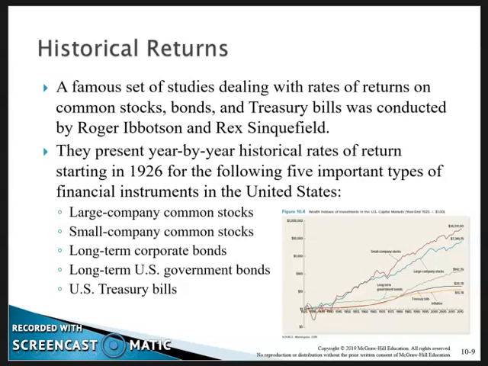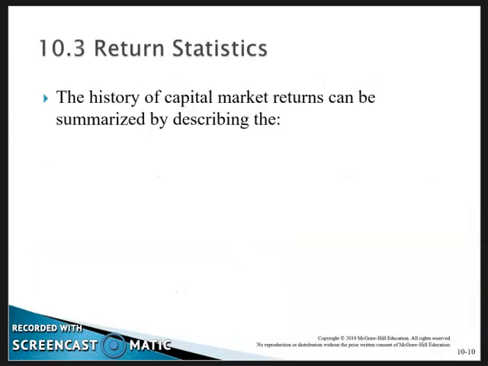So the order of returns would be small company stocks, large company stocks, corporate bonds. So this would be one, two, three, four, and five. And we'll see that as we move forward.